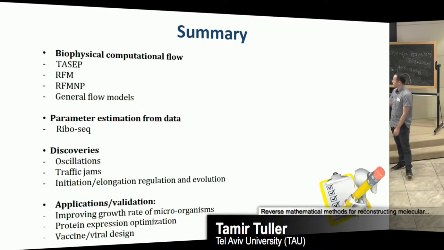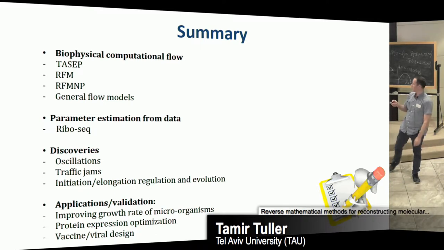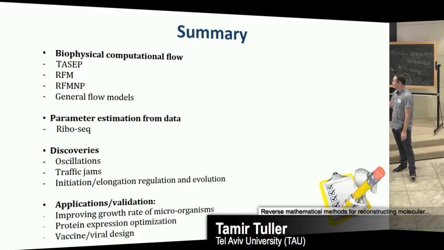Okay, to summarize, I started by describing our different models of flow of molecules, not only TASEP but more complicated models. And we talked about estimating the parameters from very noisy Ribo-seq data. This is important for people studying translation, who need to understand not only the general idea of the experiment but also the problems with this experiment, but this is the best way today to infer the parameters of the models. And we talked about different discoveries and applications.